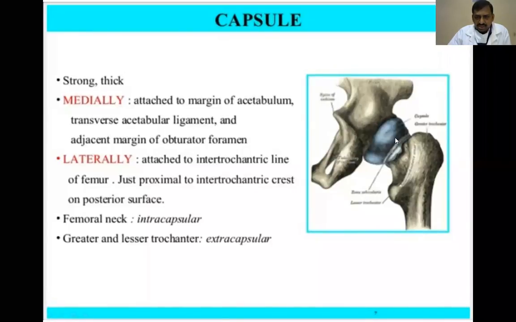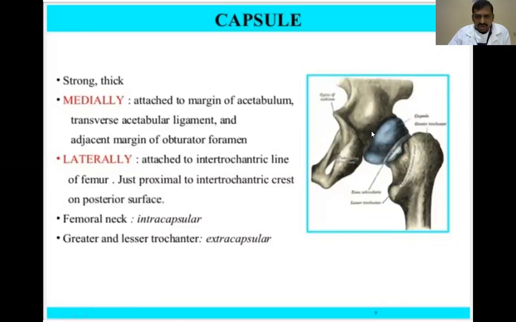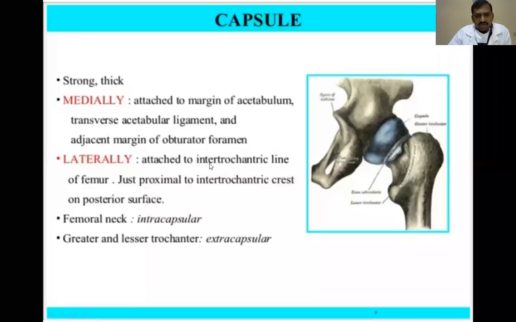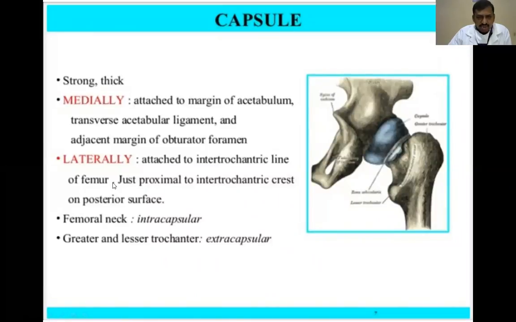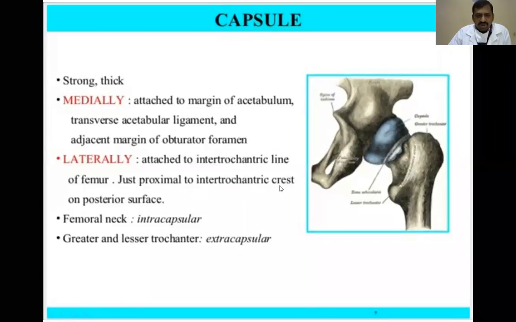At this level, it is attached to the transverse acetabular ligament and adjacent margins of the obturator foramen. And laterally, it is attached to the intertrochanteric line of the femur. That is already known. The intertrochanteric line is a line between the greater and lesser trochanters. On the posterior surface, it is attached just proximal to the intertrochanteric crest, to the proximal part of the crest.